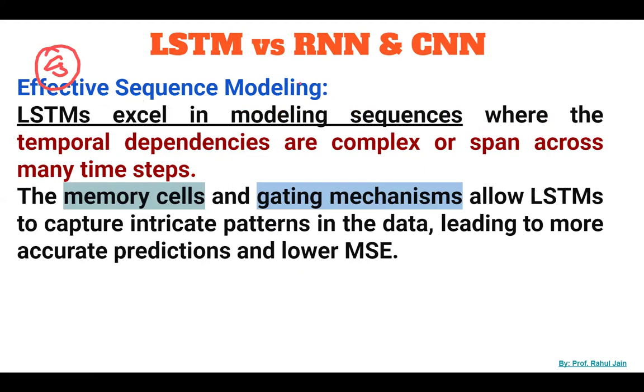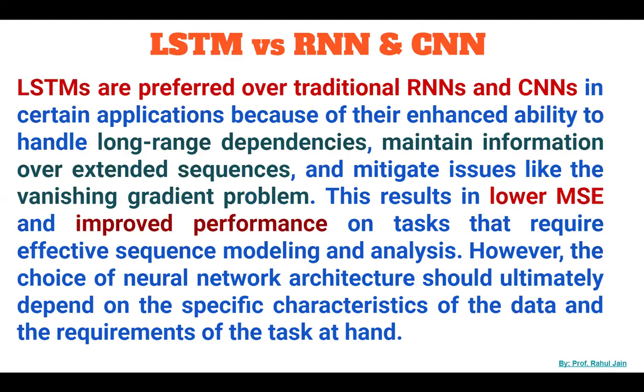So LSTM excels in modeling sequences where the temporal dependencies are complex or span across many time steps. So the memory cells and gating mechanism allow LSTM to capture intricate patterns in the data, which leads to more accurate predictions and lower MSE, right? And one more reason could be LSTMs are preferred over traditional RNN and CNN in certain applications because of long range dependencies, maintaining information over extended sequences, and mitigating issues like the vanishing gradient problem. And this results in lower MSE and improved performance, right?